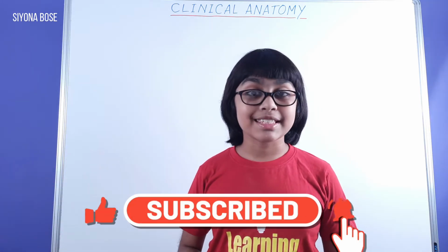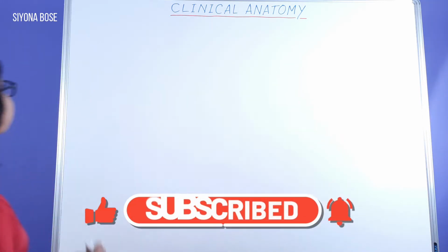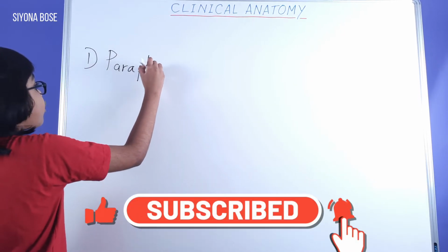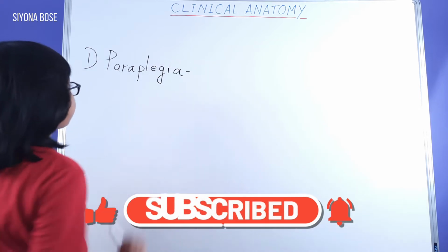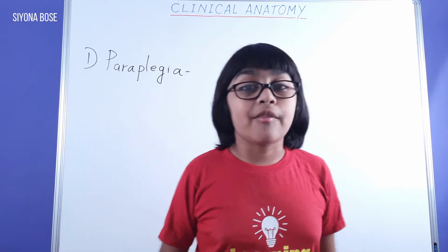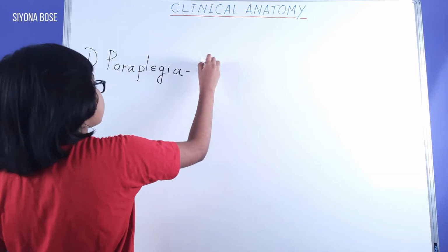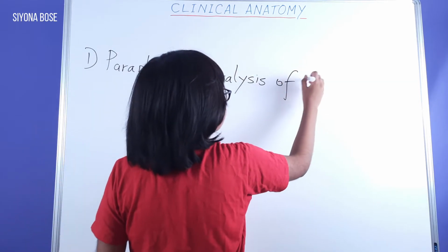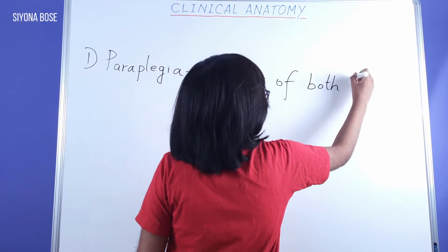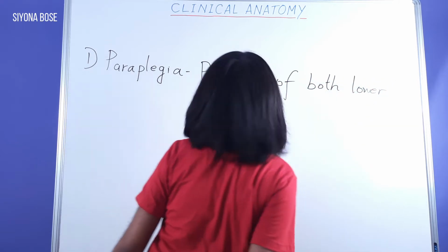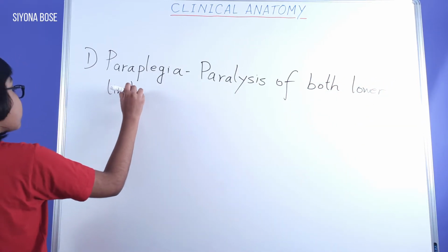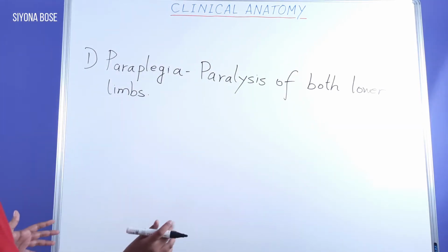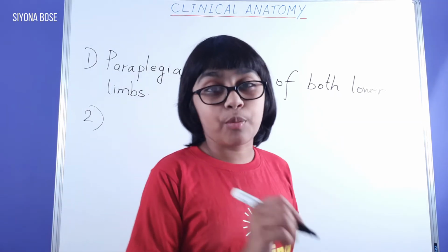Our first term is paraplegia, which is paralysis of both the lower limbs. And that basically means you cannot walk. That is paraplegia. Next is monoplegia.